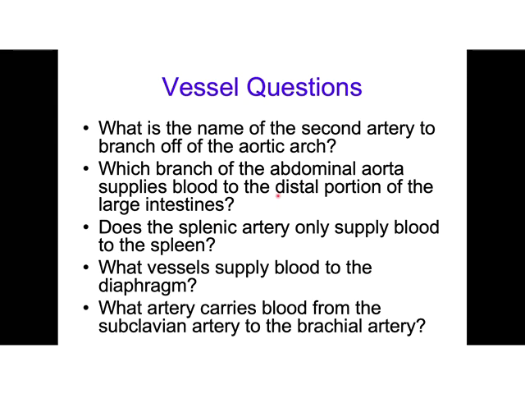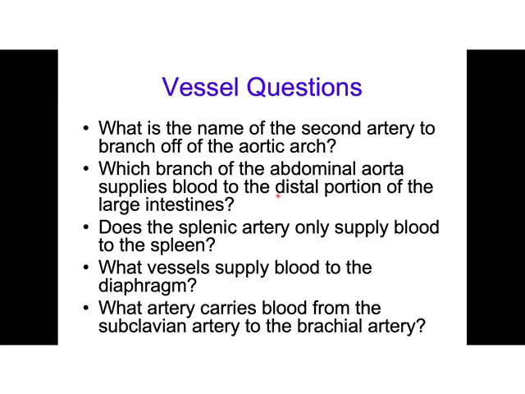Okay? What is the name of the second artery to branch off of the aortic arch? Meaning, as we come from the ascending aorta into the aortic arch, the second branch is going to be the left common carotid. Which branch of the abdominal aorta supplies blood to the distal large intestine? That's the inferior mesenteric. Does the splenic artery only supply blood to the spleen? And the answer is no. It also gives blood to the pancreas and the stomach.